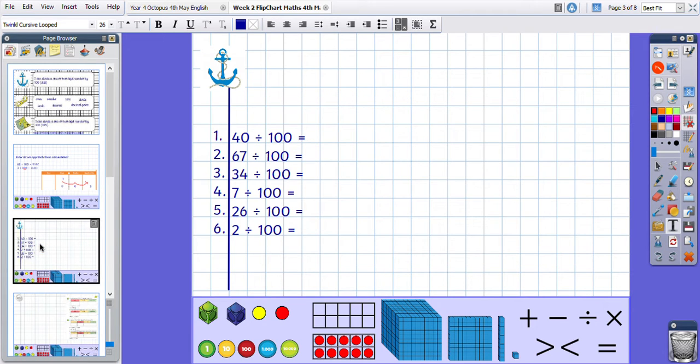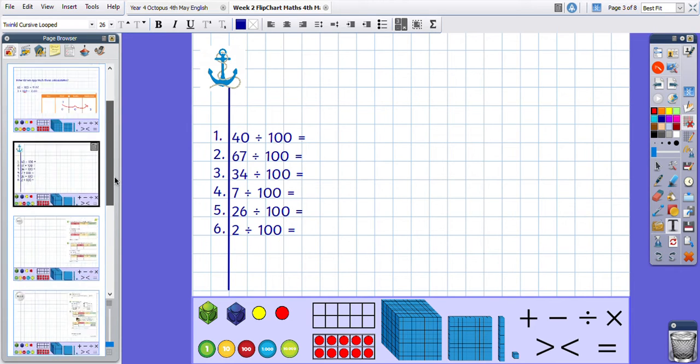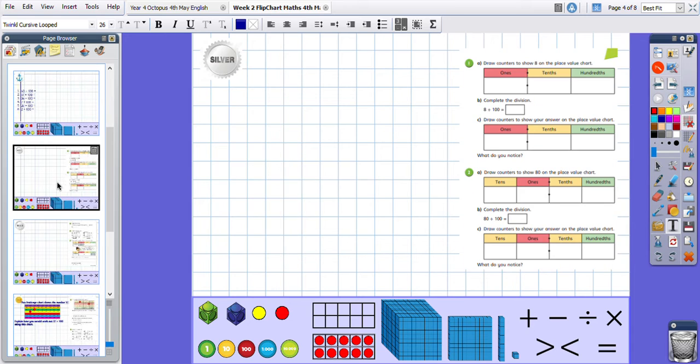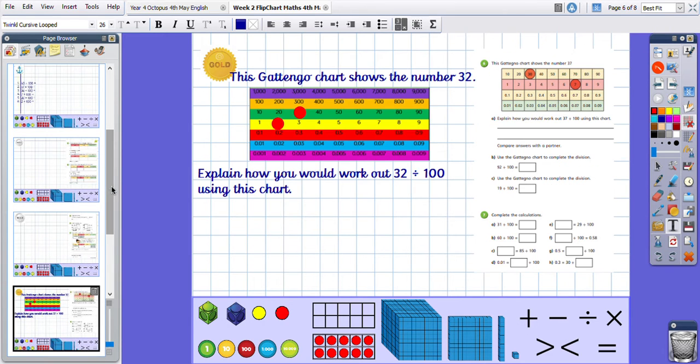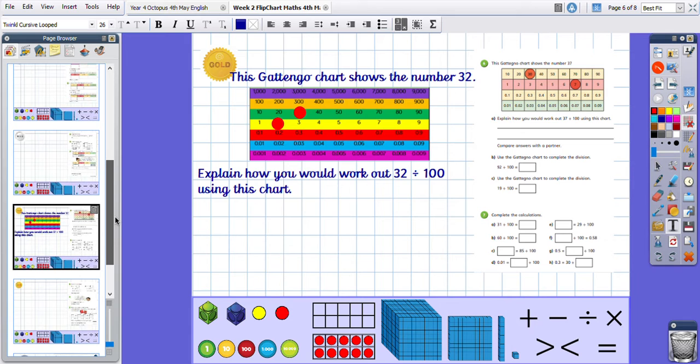So for your anchor task today, I would like you to divide these 1 and 2 digit numbers by 100 in your books, please. For silver today, you are completing questions 1 through to question 5. And for gold, you are completing question 6 onwards. So here is an example of question 6.